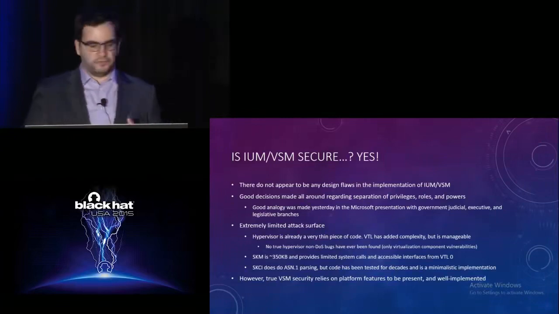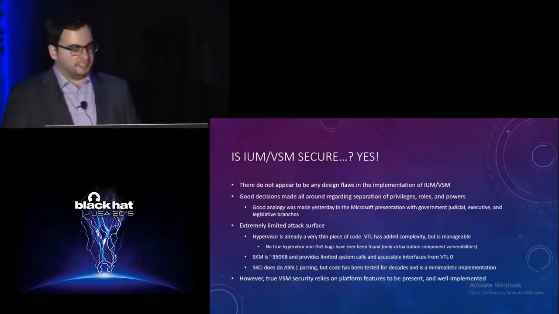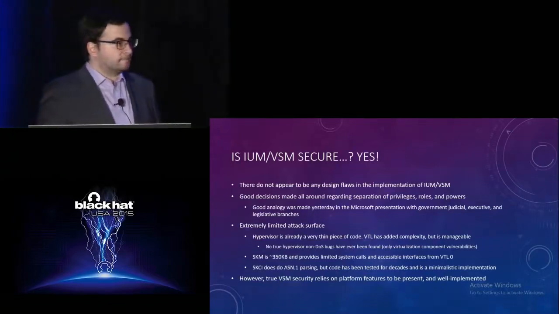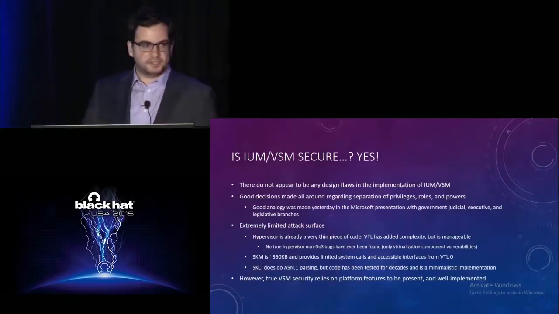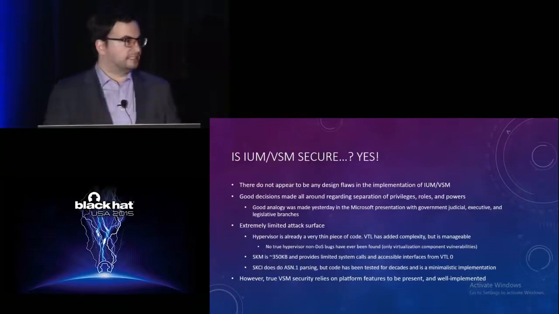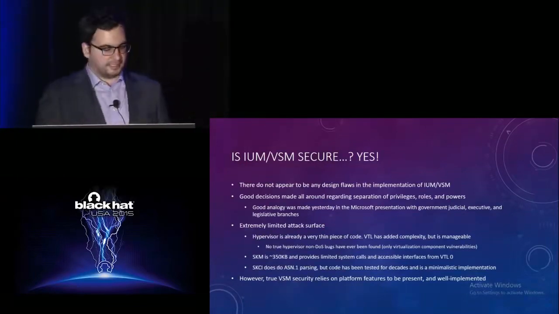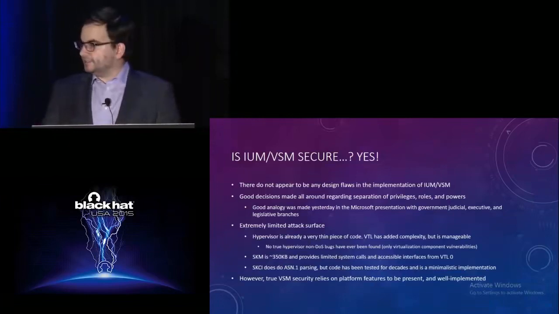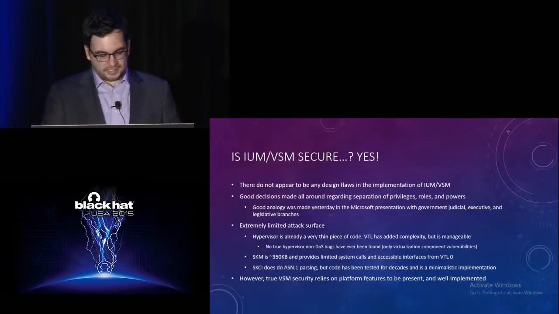The hypervisor is already a very small piece of code. Adding VTLs adds complexity, but it's still manageable. The Secure Kernel itself is only 350 kilobytes. And yes, SKCI does do ASN.1 parsing of signatures, but that code has been in Microsoft for more than a decade. It's been very well tested, and it's not a full ASN.1 parser. It's a very limited one, which actually is a static state machine. So this is all provably almost correct code that should have very, very little attack surface.